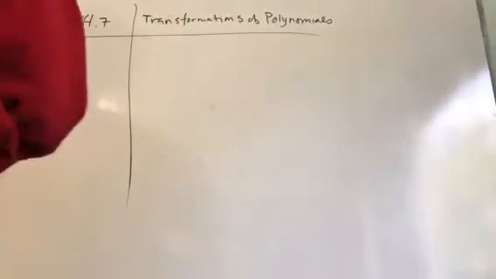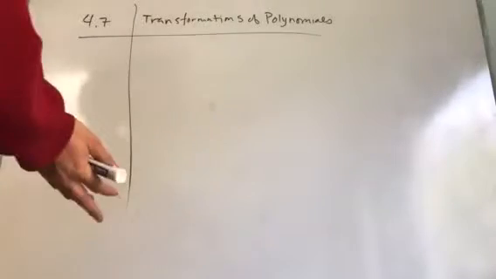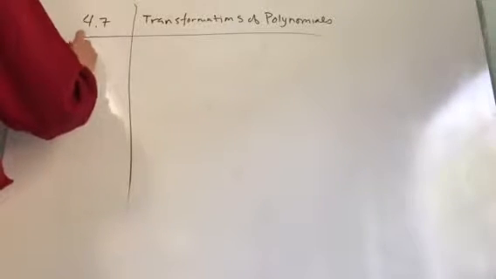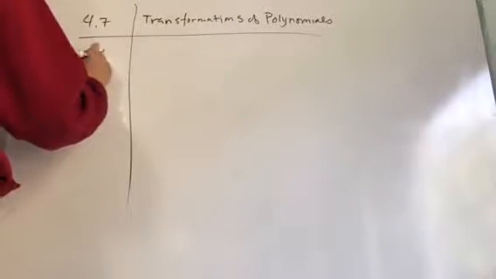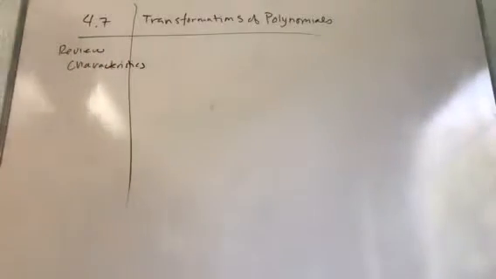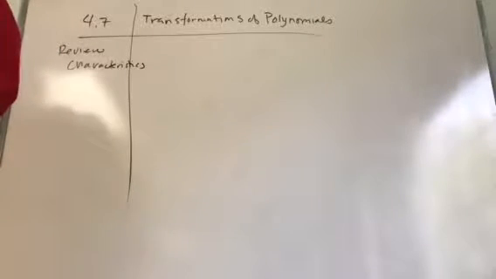So 4.7 is about transformations of polynomials. We have done transformations before with parabolas. Guess what? With polynomials, there's absolutely no difference. So let me go ahead and review the characteristics of transformations. We have different kinds of transformations that we've talked about in the past.